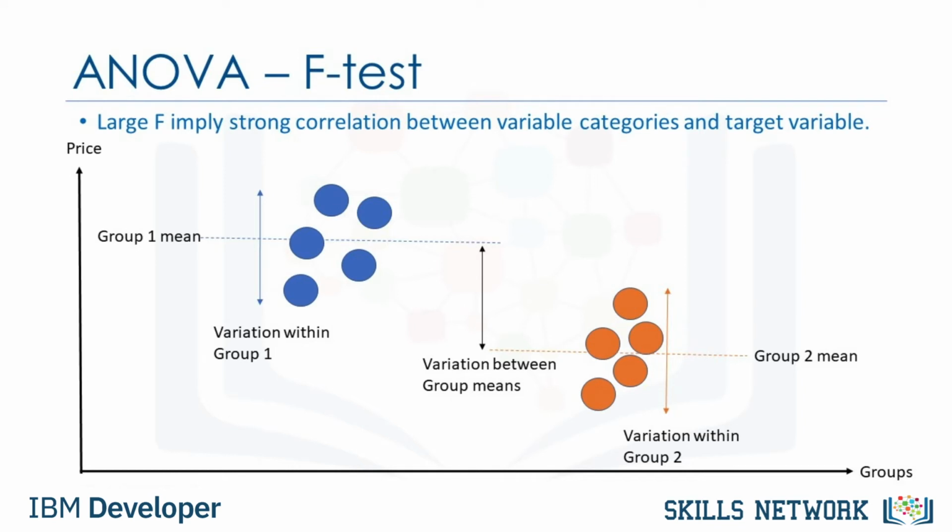In this second diagram, we see a case where the F-test score would be large. The variation between the averages of the two groups is comparable to the variations within the two groups. Assume that Group 1 is Jaguar and Group 2 is Honda. Both are the make feature categories. Since the F-score is large, the correlation is strong in this case.